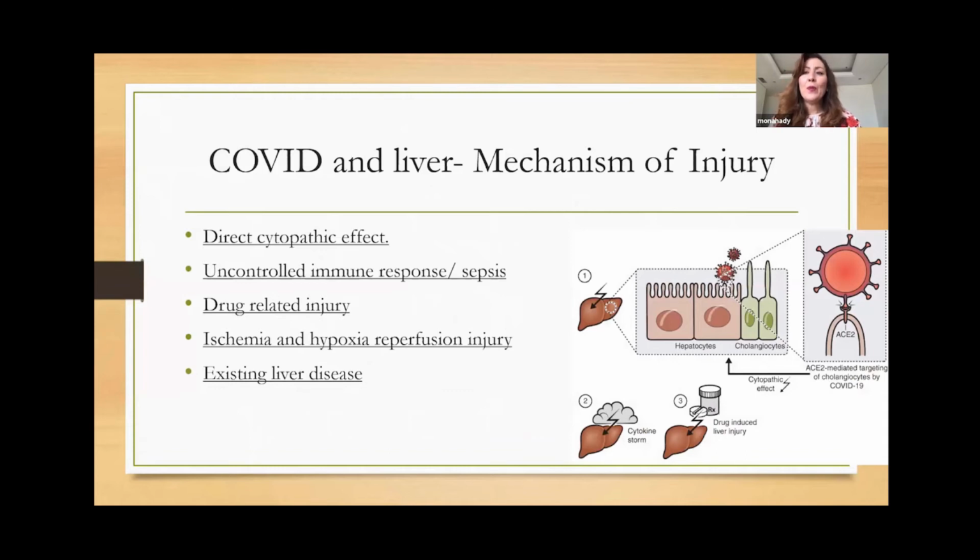The proposed mechanisms of injury to the liver in the context of COVID are a direct cytopathic effect on the hepatocytes or the cholangiocytes, an uncontrolled immune response by the cytokine storm effect, drug-related injury, ischemia and hypoxia if the patient is very sick and hypoxic, or if the patient has pre-existing chronic liver disease. Next.